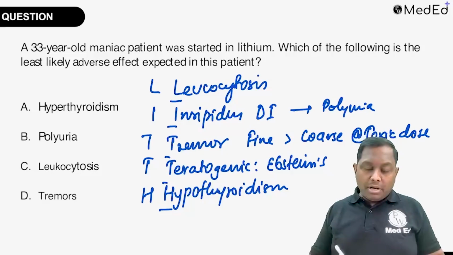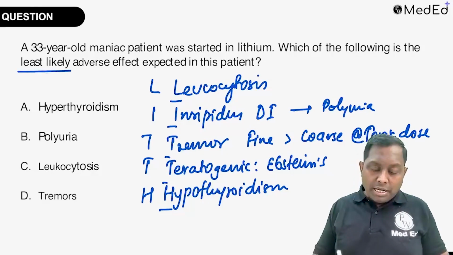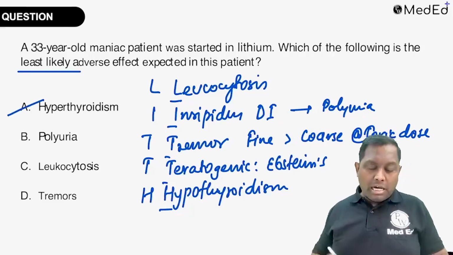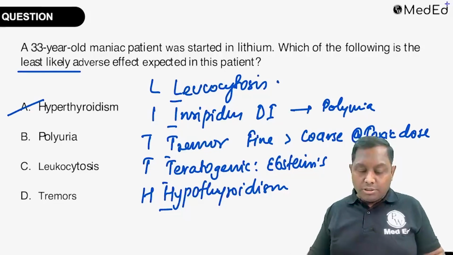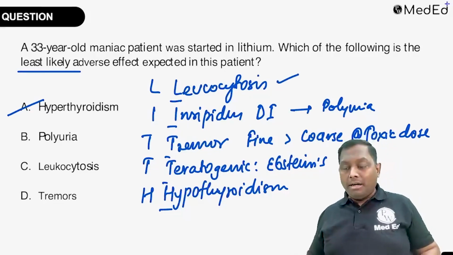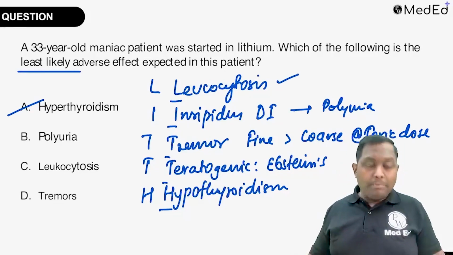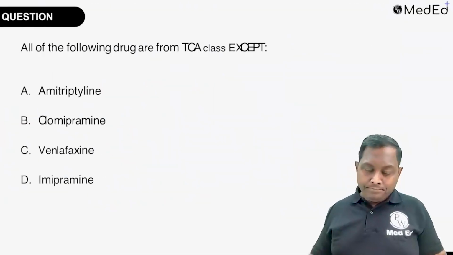Is there a hyper or hypo? Least likely. So hyper नहीं होगा, hypo होगा ना. ल्यूकोसाइटोसिस हो गया ना, ल्यूकोसाइटोसिस हो रहा है, ट्रेमर भी हो रहा है. बट लीस्ट लाइकली अगर पूछ रहा है तो हाइपरथायरॉइडिज्म नहीं होगा, हाइपो होता है.